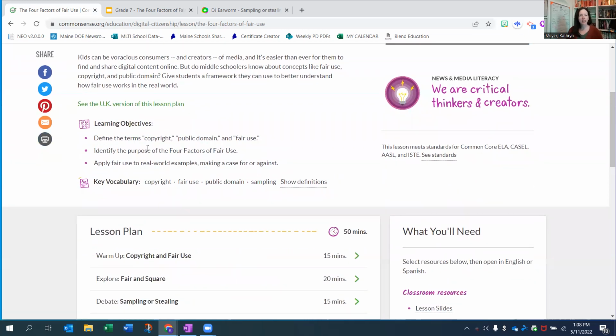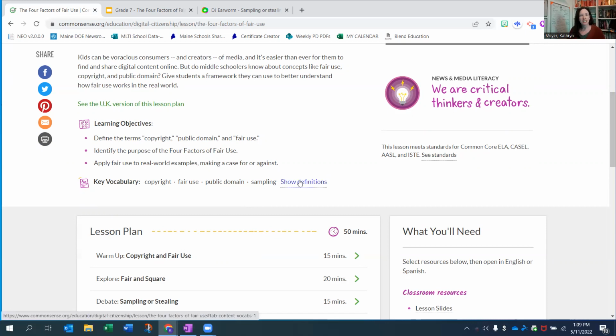We've got our learning objectives here. We're going to be looking at copyright, public domain, and fair use. We're going to be identifying the purpose of the four factors of fair use, and then we're going to apply that to real world examples. That's what I think is really fun about this lesson plan. I love the examples that they are giving us to use with our students.